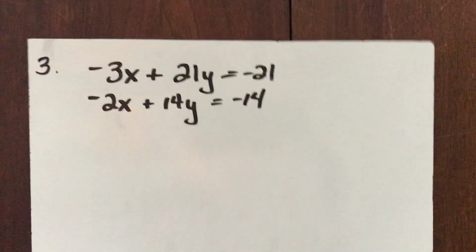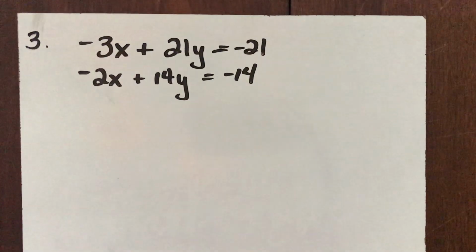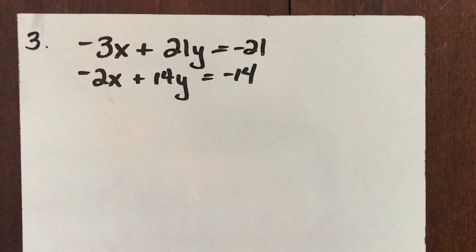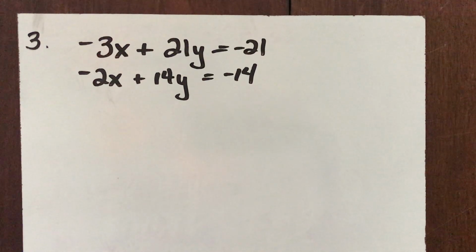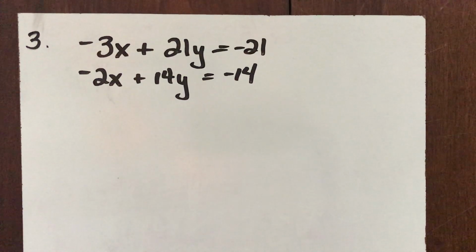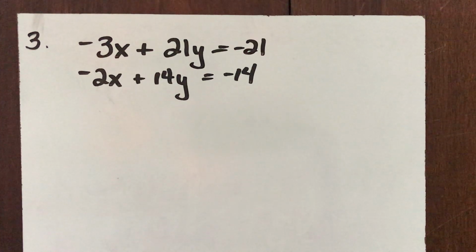Okay, third example. Let's look at this one. All right, our coefficients. In front of the x, we've got negative 3 and negative 2. Well, 2 can't go into 3. For y, we've got 21 and 14. 14 can't go into 21. So what's the LCM of 3 and 2? 6. What's the LCM of 21 and 14? Don't even want to try it because it's too big. So I'm going to work with 6. So we're going to eliminate the x's.